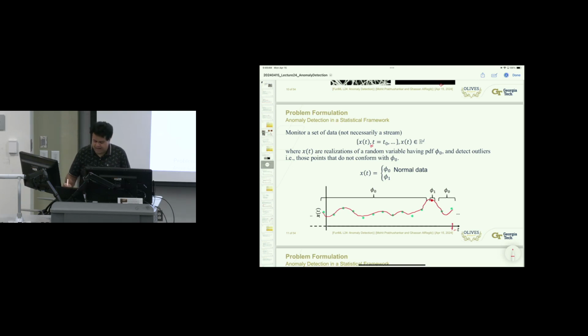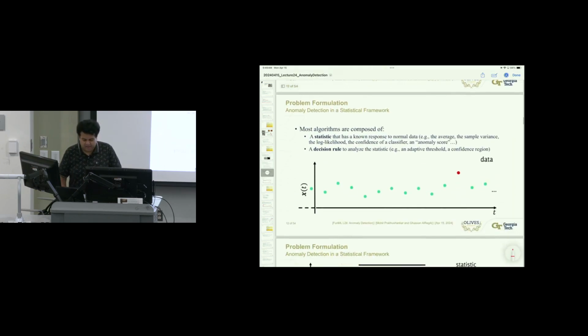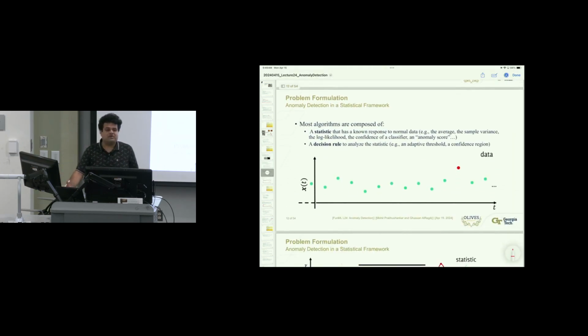So here X of t are random realizations of some PDF which is given by phi naught. Again, phi naught is your data generating process. Your P of n that we discussed before is this phi naught. Our goal is now to detect these outliers or anomalous samples. So the best way for us to do it is by considering that statistic.